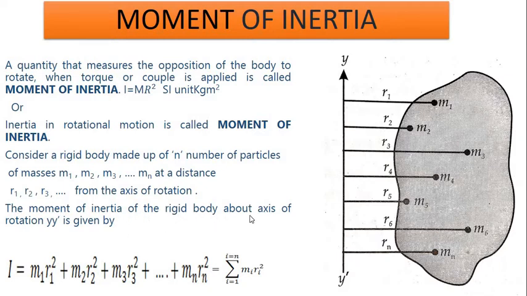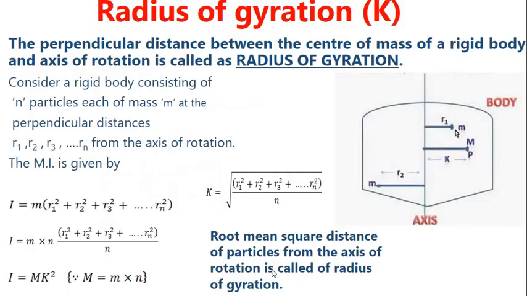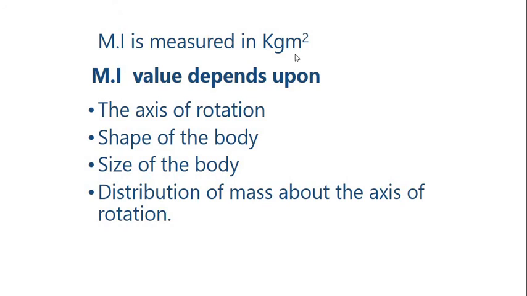The moment of inertia of the rigid body about the axis of rotation YY dash is given by I is equal to m1 r1 square, this is the moment of inertia of the particle of mass m1, plus m2 r2 square, this is the moment of inertia of the particle of mass m2 which is at a distance r2, and so on, up to mn rn square. Here mn is the mass of the nth particle which is at a distance rn from the axis of rotation. This is given by summation i is equal to 1 to n of mi ri square. The SI unit of moment of inertia is kg meter square.